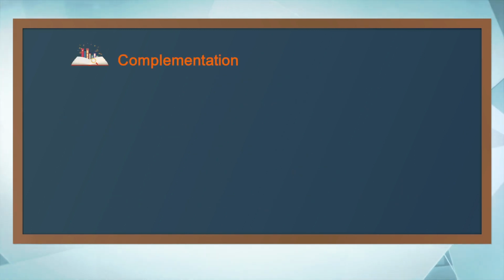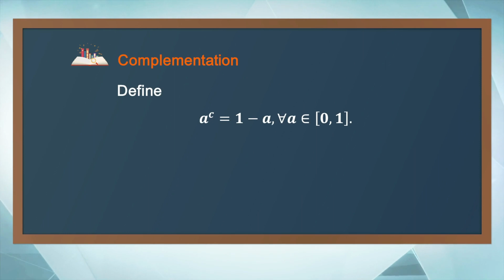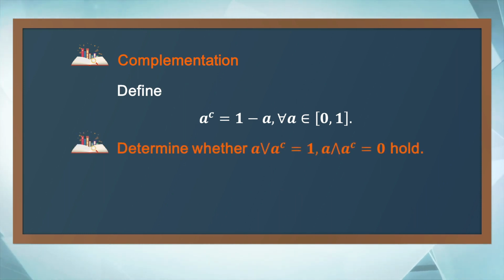Next, we will define a unary operation, complementation, on the closed interval from 0 to 1. Define the complement of A to be 1 minus A. Is H a complemented lattice? A lattice is complemented if and only if each element in this lattice has at least one complement. Determine whether the supremum of A and the complement of A is equal to 1, and whether the infimum of A and the complement of A is equal to 0.